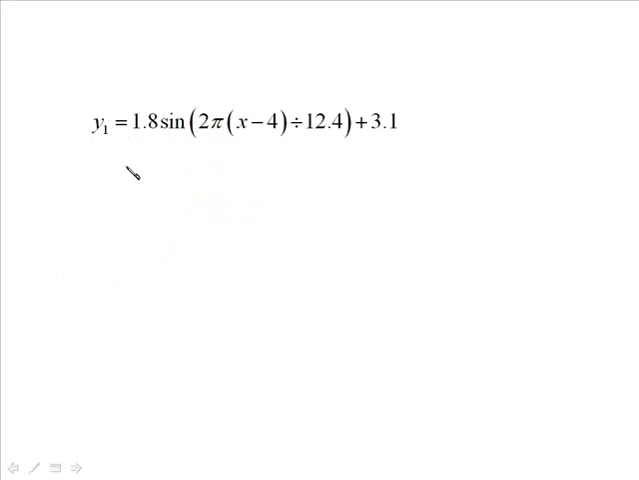And this is how we enter it. There are choices, but I like to do it basically as it was written. 1.8 sine, open bracket, or the bracket opens for you, 2 pi, open bracket again, x minus 4, close bracket. So I've got my numerator there, and then this is divided by 12.4, and then close that bracket, plus 3.1. It would have been possible to go 2 pi, if you preferred, divided by 12.4, and then open your bracket, x minus 4, if you like, because that keeps the b value together, but it really doesn't make much difference.